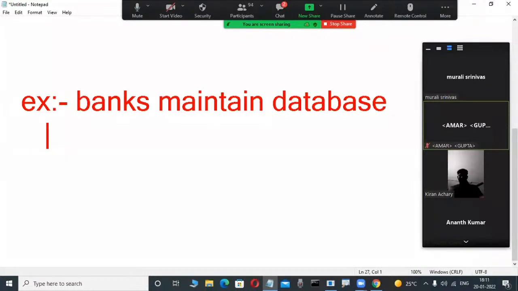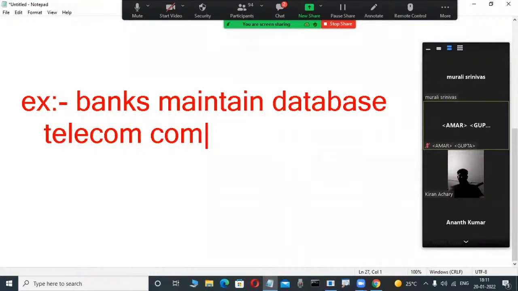Suppose telecom companies. So many examples are there, I'm just telling roughly so that the purpose is easily understandable. Telecom companies maintain databases. Suppose you make a call to your friend. Those call details are stored in a database.